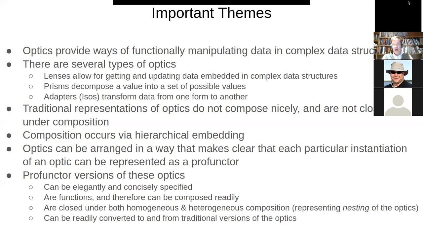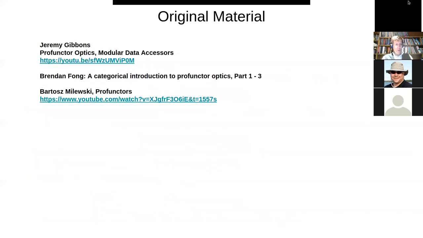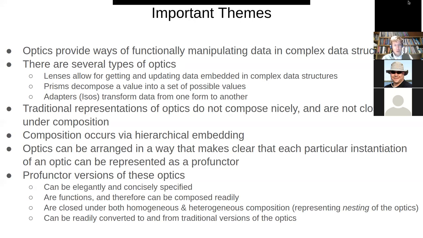So lenses, prisms, and adapters are the three on which we focus because they're particularly simple and useful and common in their needs. And the point that this first video was making is that the original form that optics took didn't allow for nice composition, and they weren't closed under composition. So if you had a lens where the data structure inside itself had a prism and you wanted to use them together, it would be neither a lens nor a prism. It turns out that this is a very common need to nest these things, hierarchically embed them.